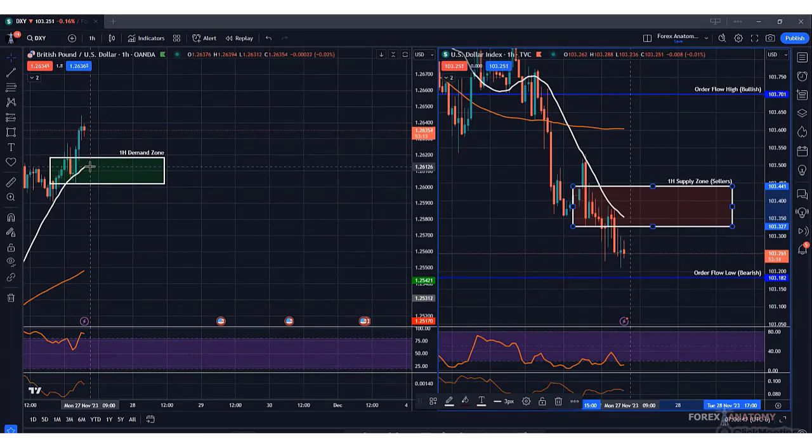So those are just different things you can look at. It's always important to look at certain assets or certain instruments that are correlated with what you're trading.